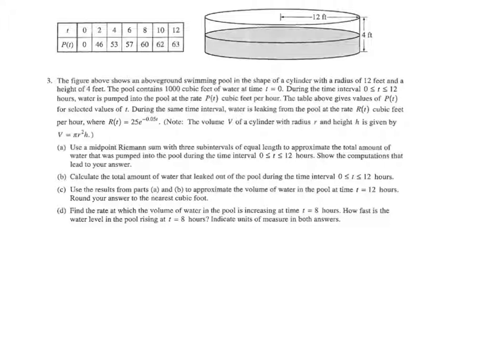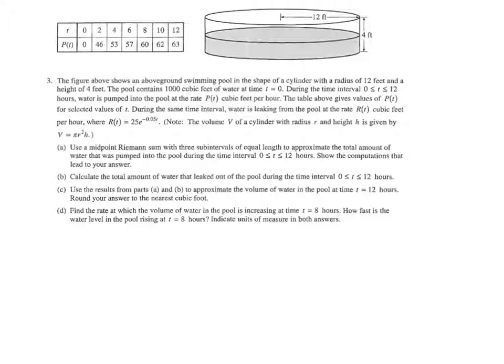Now looking at problem number 3. In this case, what they gave you on this one, you have this diagram here of a pool, a cylindrical pool, and you have this table of values, which is really looking at the rate at which the water is being pumped into the pool, and that's at specific values here. So in this case, every 2 hours is what they're looking at.